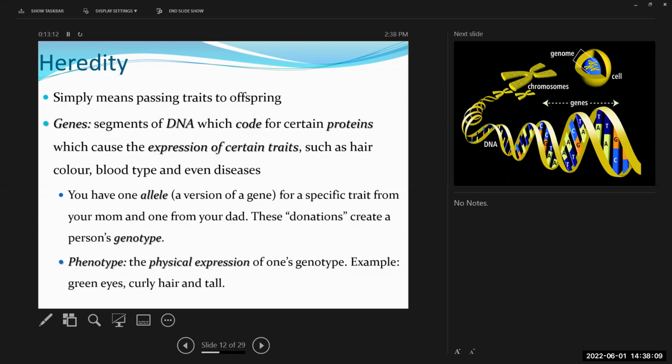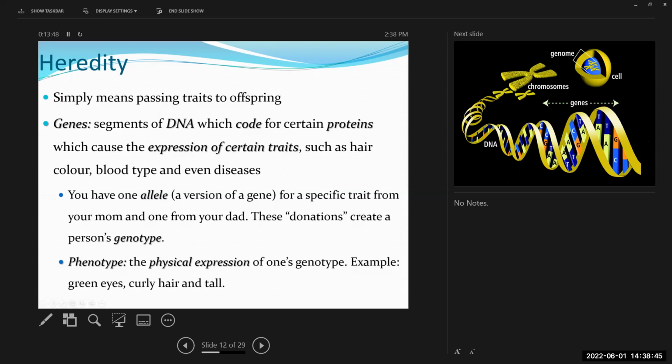So we have 23 pairs of chromosomes, and the genes, very importantly, they're segments of DNA which code for certain proteins. Right, so that's in terms of you have several definitions. That's a widely accepted definition. And these proteins cause the expression of certain traits. Of course, we often wonder why it is we look at our parents, why it is we have curly hair, that runs in the family and so on. So these certain traits, they all have to do with your genes.